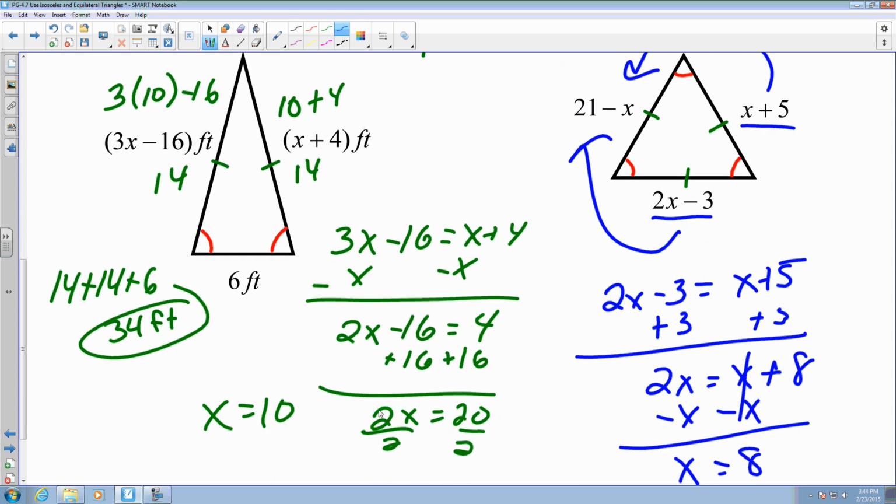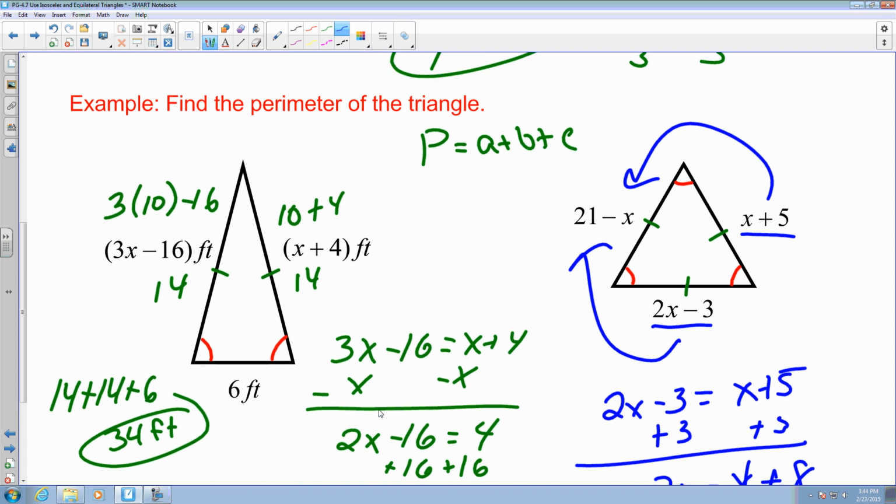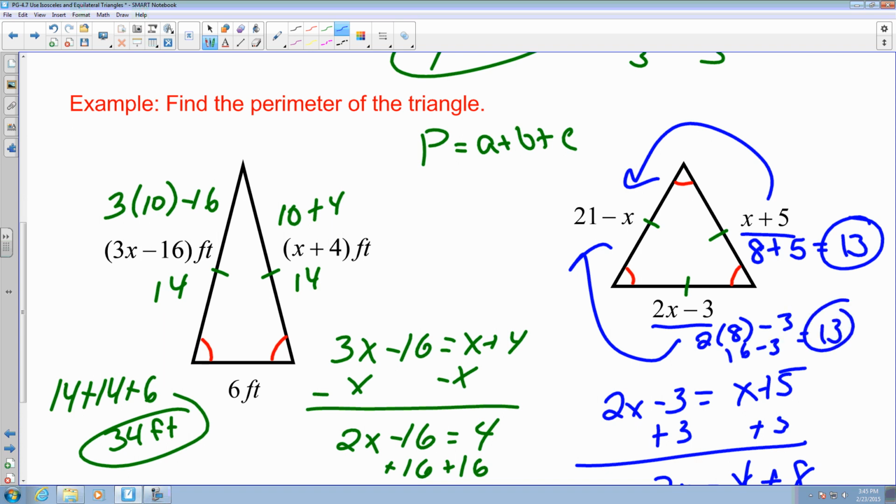So x equals 8. Again, that's not what they're asking. They're asking what the side lengths are for us to find the perimeter. So I can say 8 plus 5 equals 13. Then I'm just going to double check here. So I got 16 minus 3. That also equals 13. So that just means I'm going to take 13 plus 13 plus 13. And that gives me a value of 39. And since they didn't write down the unit measure, I'm just going to write down units.